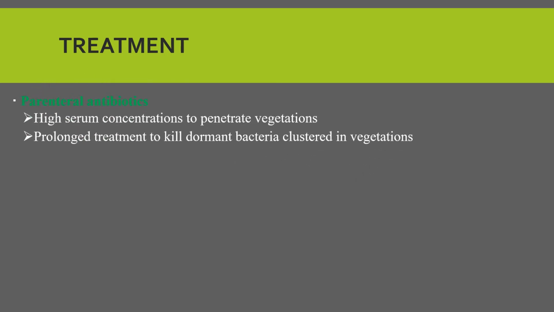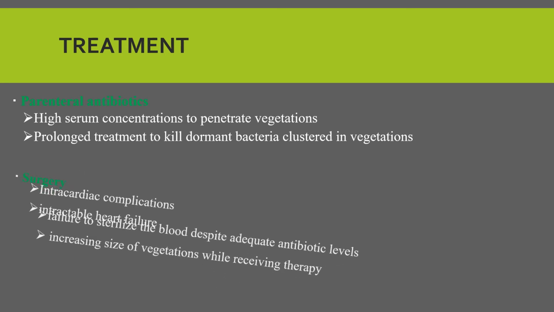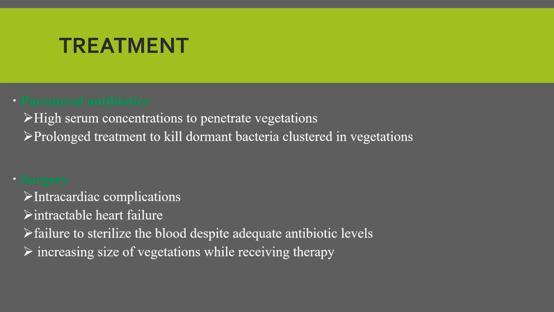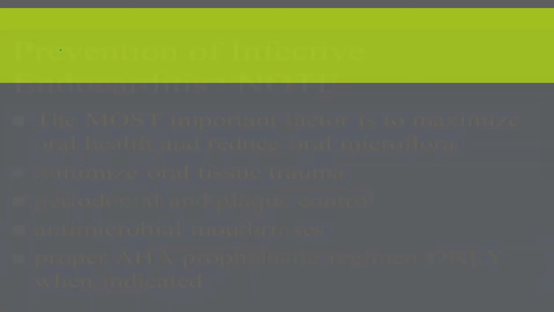Regarding the treatment of infective endocarditis, it is mainly medical. Parenteral antibiotics are required. These parenteral antibiotics should achieve high serum concentration to penetrate the vegetation, and should be given for a prolonged treatment to kill dormant bacteria, which are clustered in a vegetation. And also surgical treatment might be needed if there are intracardiac complications such as intracardiac abscess, and also persistent failure to sterilize the blood despite adequate antibiotic therapy, and also increasing size of the vegetation while receiving therapy.